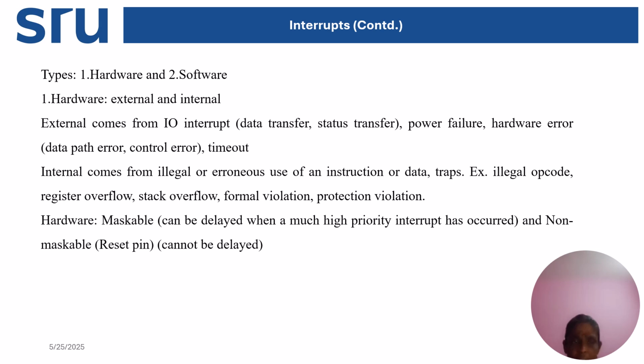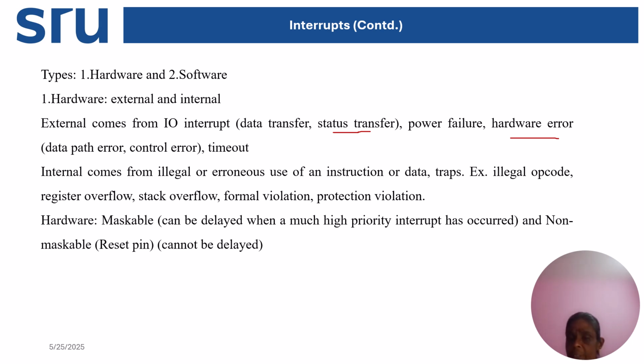In the hardware interrupt also there are two subdivisions, namely external and internal. External means the interrupt comes from external forces, namely power failure, data path error, control error, status transfer, hardware error. These are all external forces, and if an interrupt happens due to these, it is called an external hardware interrupt. And now, internal.